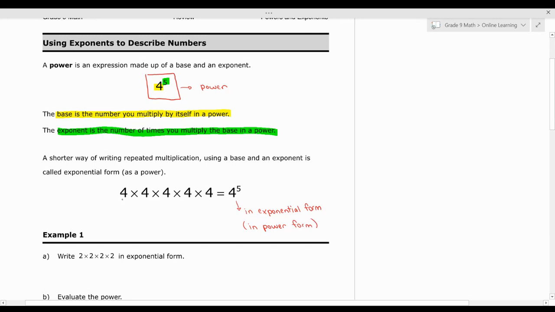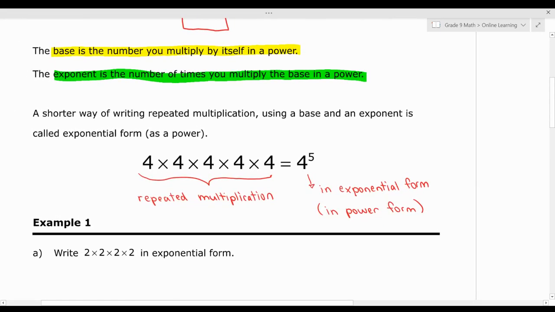Versus here, when I go 4 times 4 times 4 times 4 times 4, this would be considered repeated multiplication. All right, so this is why we want to use powers, right? If I had this where I wanted to go 4 times 4 times 4 times 4 times 4, so I'm taking a number and multiplying it by itself over and over again. For example, if it was like 100 fours being multiplied together, I don't want to keep writing that out, right? That's pretty painful. So the shorthand is you can write that as a power.